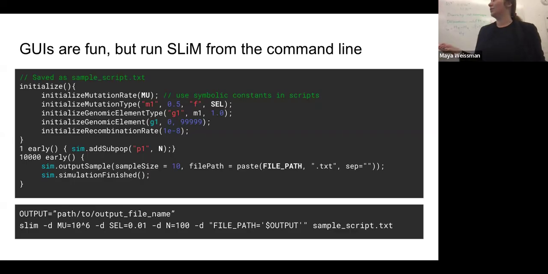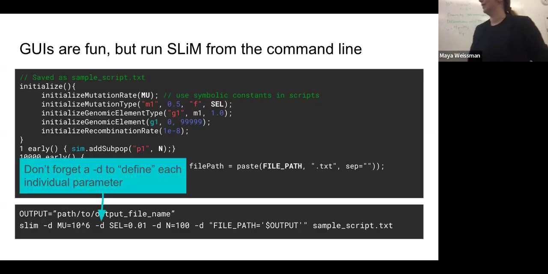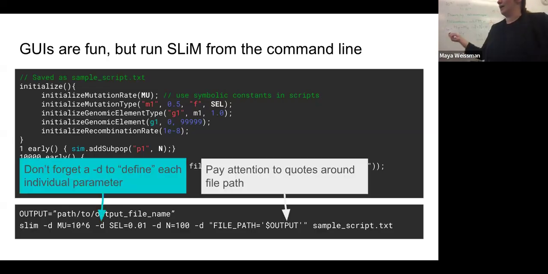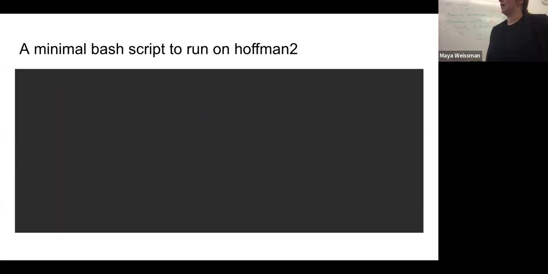It also allows you to run the same script several different times. Maybe you want to run across a range of different thetas or a range of different S-bends. Yeah, pay attention to quotes around the file path. This is a minimal bash script to run on Hoffman.